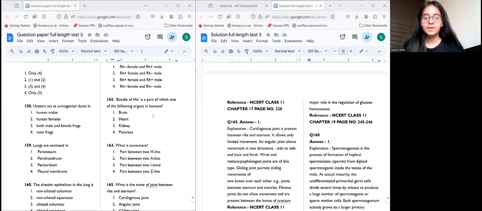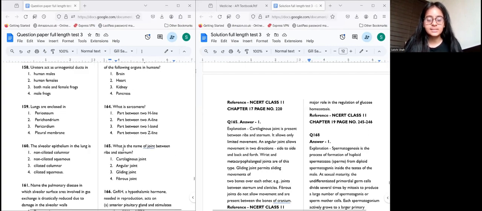Okay, so moving on to question number 163. Bundle of His is a part of which one of the following organs in humans? This is the most basic question. We know that bundle of His is a part of the heart, right? And what is it a part of? It's part of the conduction system of the heart. So bundle of His.